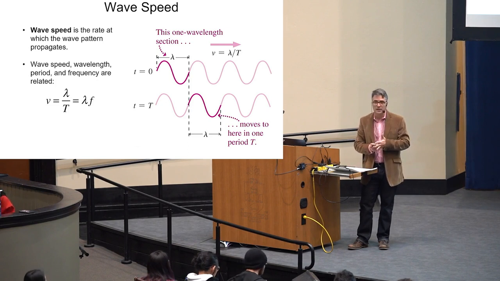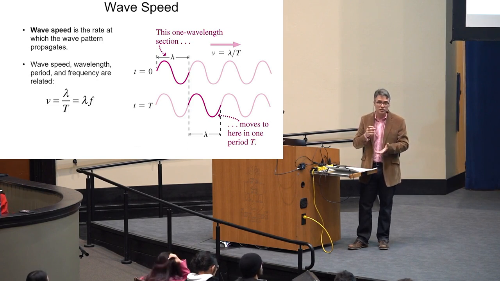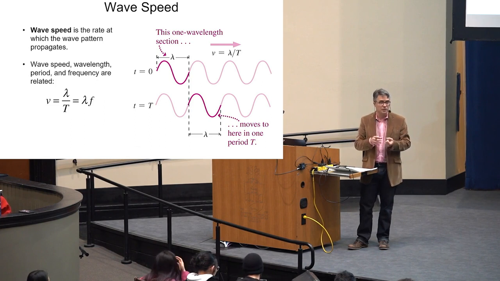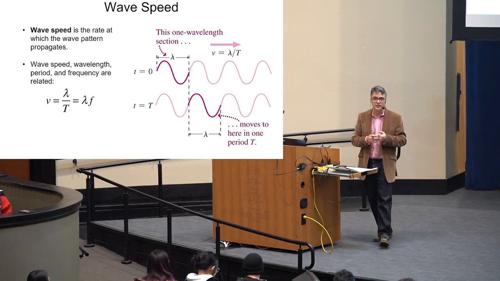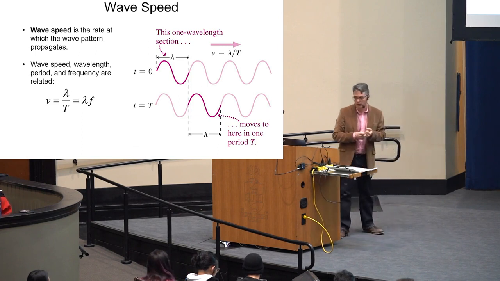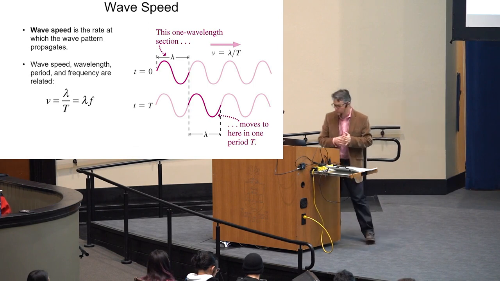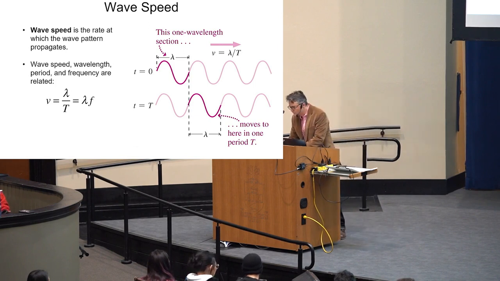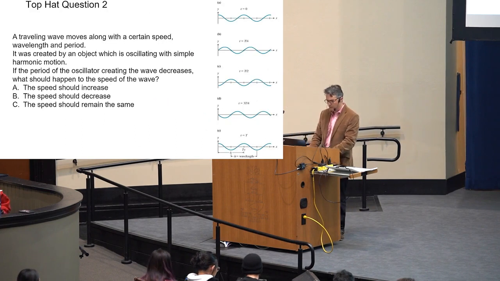So usually what happens is that if you change lambda, it forces a change in the period. Or if you change the period, it forces a change in lambda, because V is fixed by whatever the medium is that you're traveling through. So let me see if I can ask you a couple of questions here.